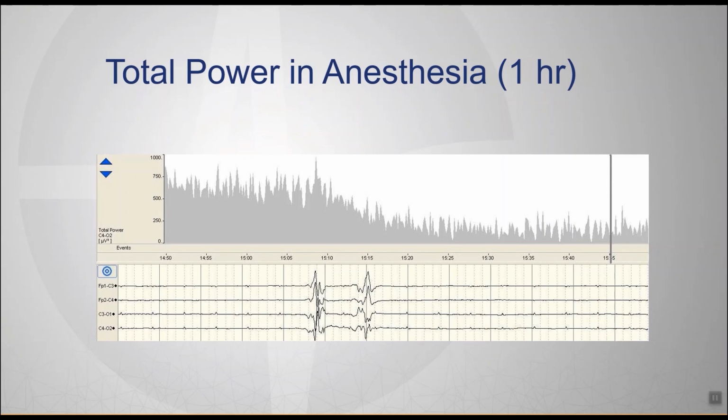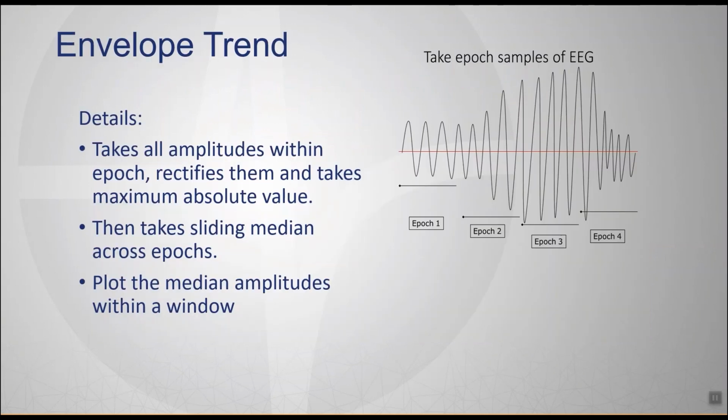However, the problem with total power is that it is subject to artifact. So what we tend to use instead to look at the EEG is the envelope trend. The envelope trend is an amplitude-based trend as well, and it looks at all the amplitudes within an epoch and does largely the same thing. So what we do is we take the amplitude values of all the waveforms within each epoch, and then we're going to rectify them, take the maximum absolute value, and then take a sliding median across the epochs.